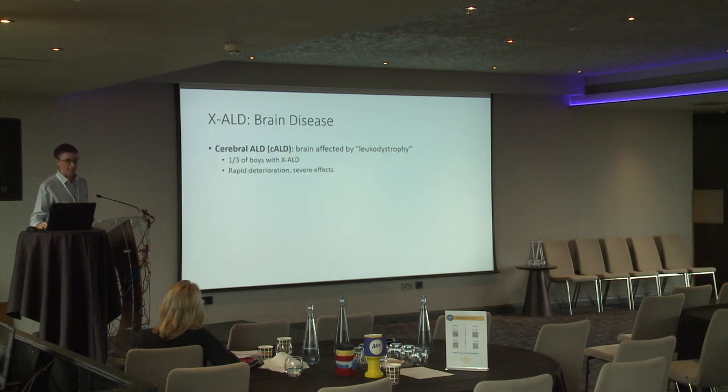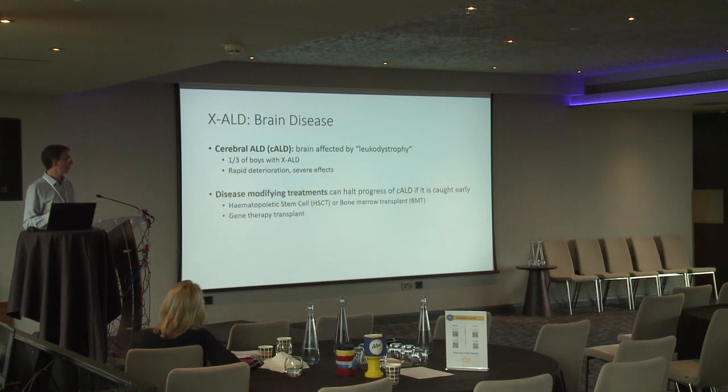For the brain disease, the cerebral adrenoleukodystrophy, as we've heard from Dr. London and others over the weekend, around about 1 in 3 boys who carry the gene for ALD will go on and develop the severe brain form, the leukodystrophy associated with ALD, which can be very rapidly deteriorating with severe effects. And as we'll see and as we've heard, we know that there are those disease-modifying treatments that can stop the progression of the cerebral brain disease if it's caught early.